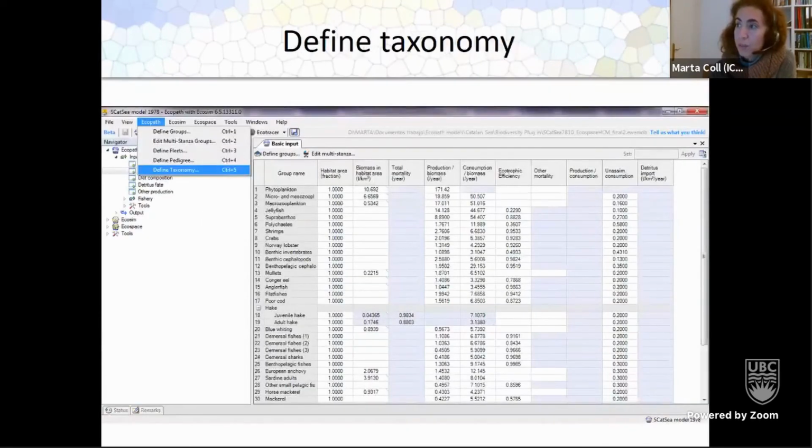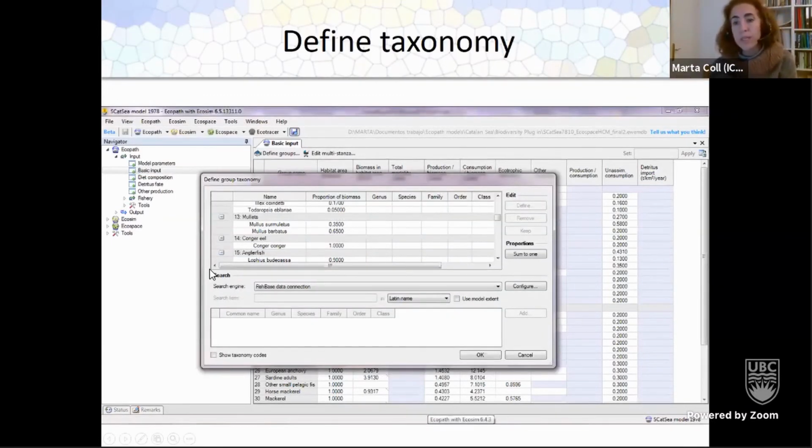To do that, first though, you need to define taxonomy. Taxonomy means that in each functional group, when you parameterize your model, you group your species per functional group. Imagine that you have small pelagics, and in small pelagics you have several species. You may have sardines and anchovies, and you have done your calculations to provide the average data, biomass, consumption, production, catches per your functional groups. But if you want these species to be picked up in the indicators I'm showing you, you need to go into define taxonomy, and per group, you need to define which species are in those functional groups.